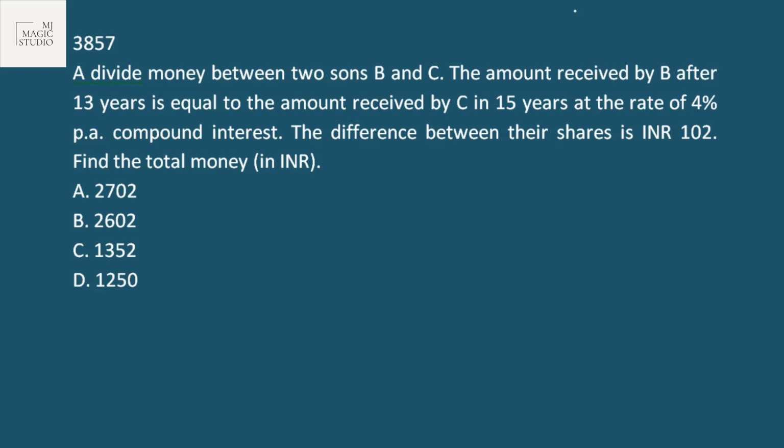Okay, so the next one is from compound interest. Mr. A divides money between two sons B and C. The amount received by B after 13 years is equal to the amount received by C in 15 years at the rate of 4% per annum compound interest. We know the formula for compound interest amount is P into (1 plus i) to the power n, where i is R by 100.